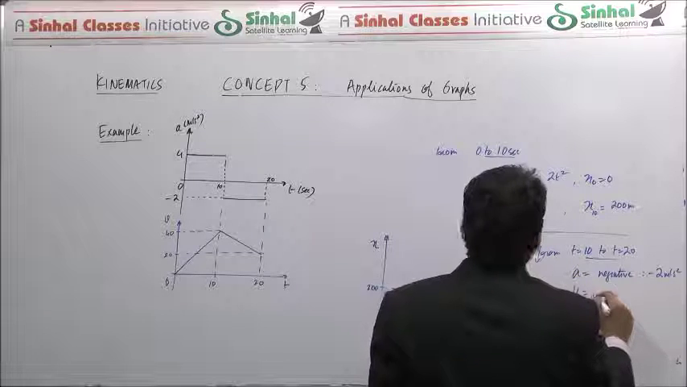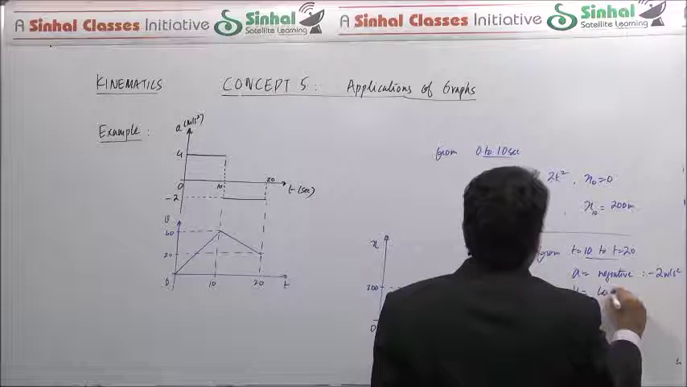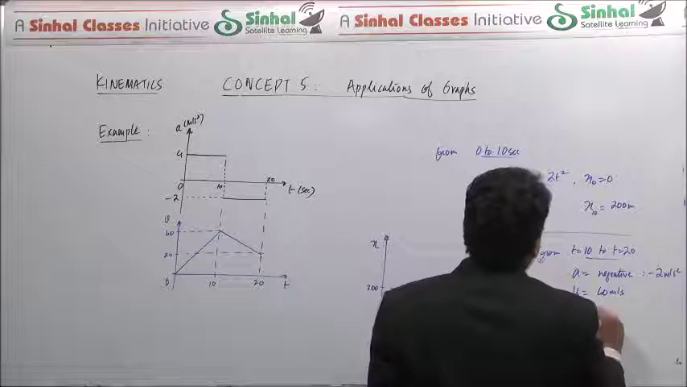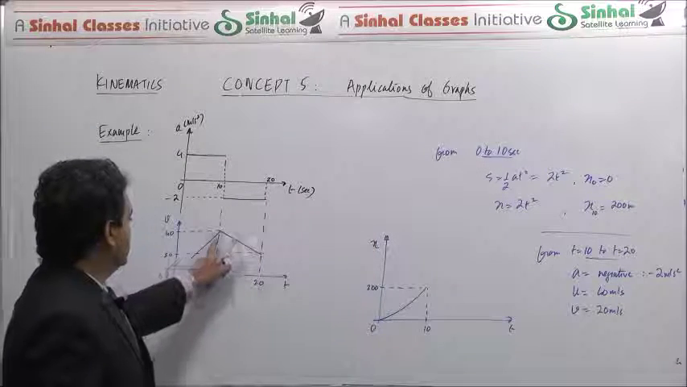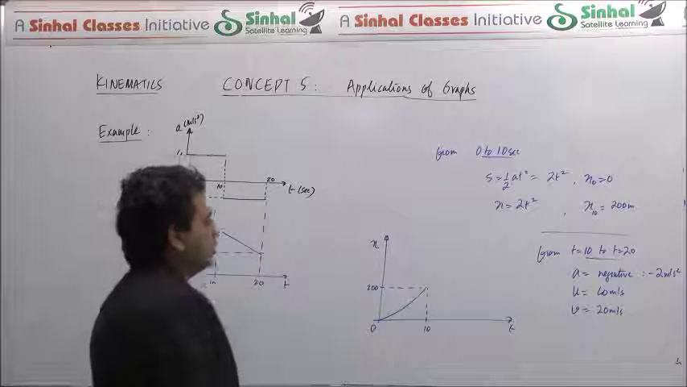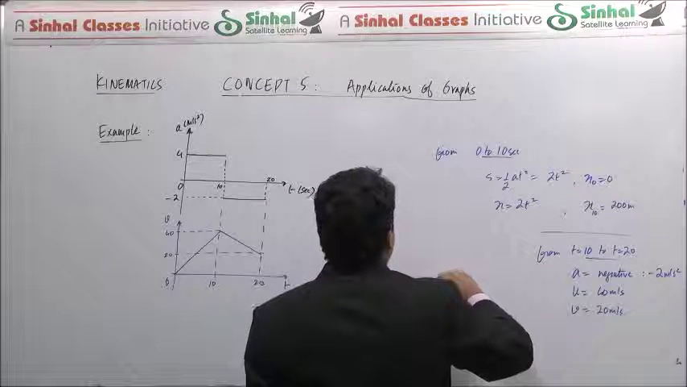Whereas the initial velocity is positive. So that is 40 meters per second. The final velocity is 20 meters per second. This and this value. So you can see that the slope of the graph will start decreasing now. So the displacement has to be this.